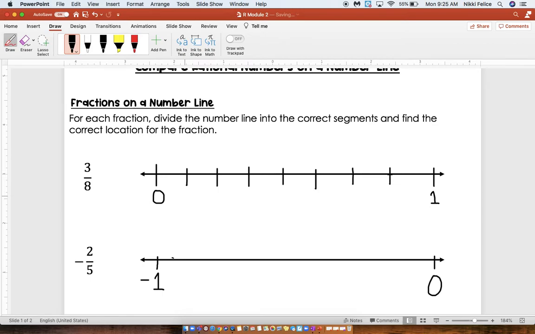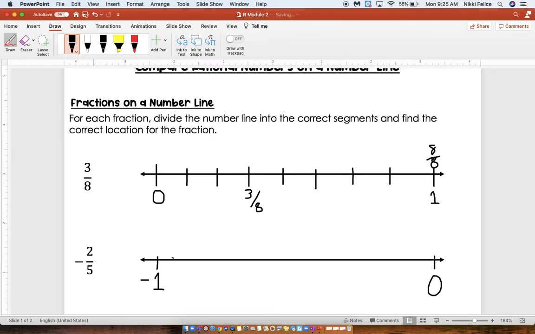So this would be 1/8, 2/8, 3/8 would be right here. 4/8, 5/8, 6/8, 7/8, and 8/8 is the same thing as 1 whole.